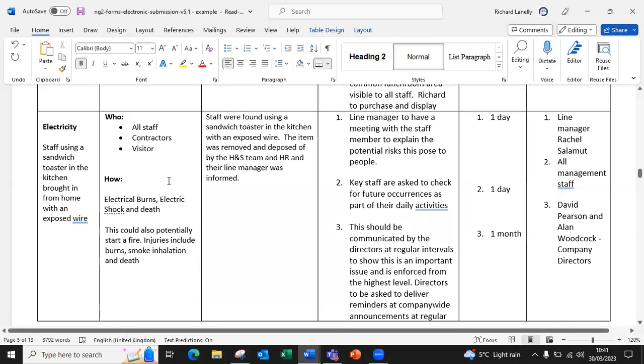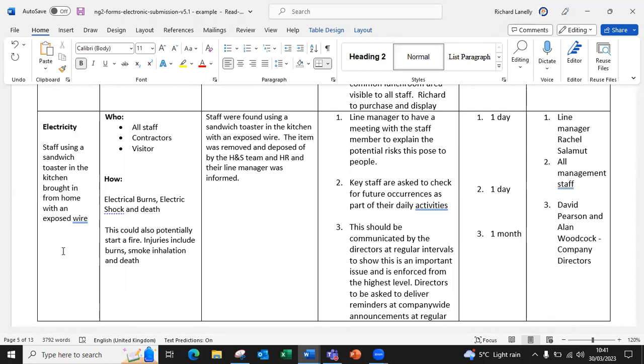Okay, so we'll look at a couple more of these. Electricity: staff using a sandwich toaster in the kitchen brought from home with an exposed wire. That's not actually a real thing. I just made that up. No one actually did that. So this is just something that I've made up, which you can do.